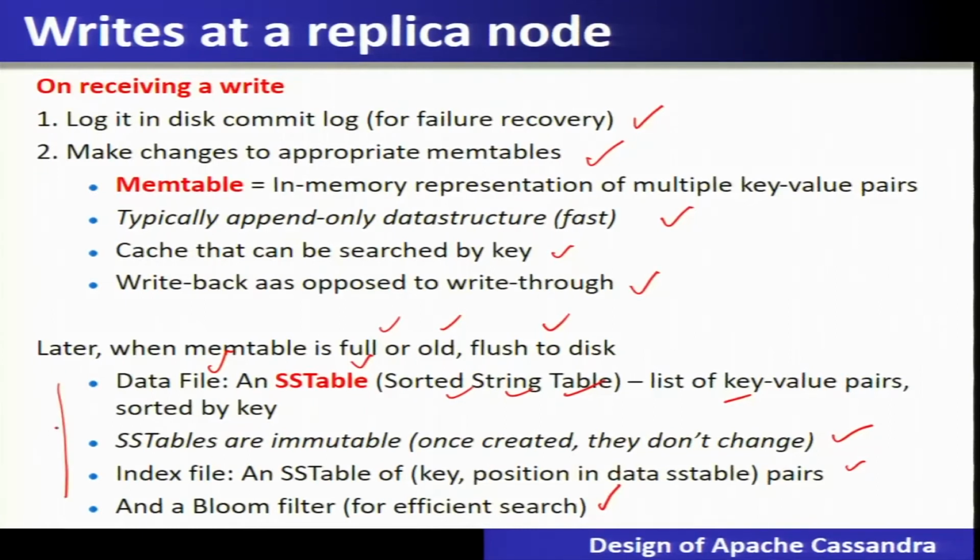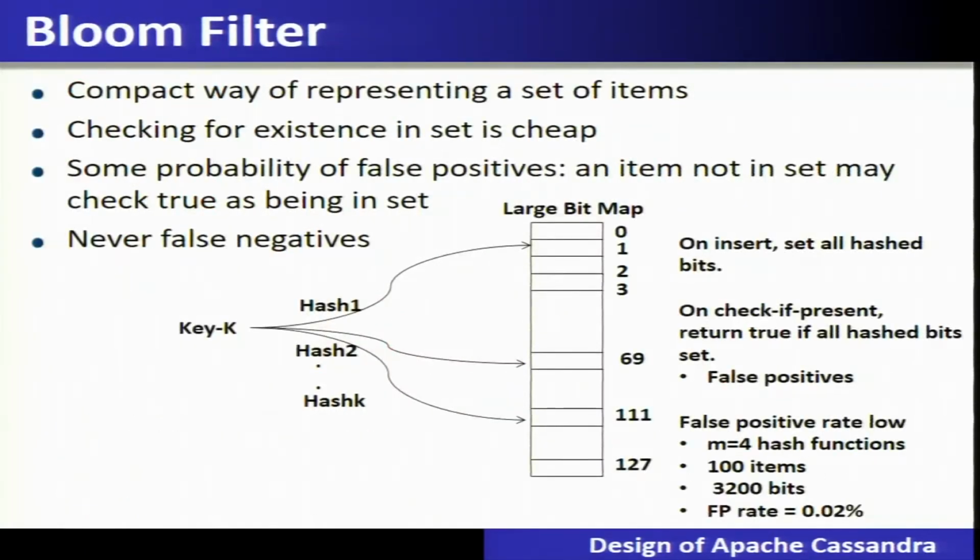Why? Because you know that so many data files will now be stored, so many SSTables will be created. We are skipping the details of the Bloom filter, but nevertheless the Bloom filter will make the retrieval of that particular key very fast through the SSTable.